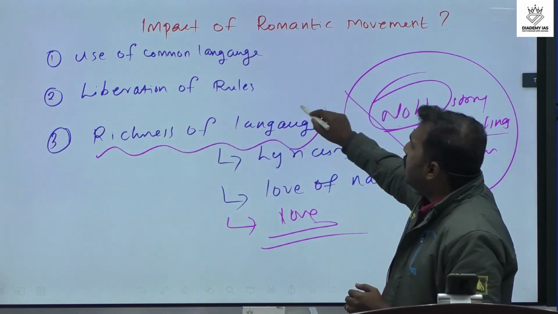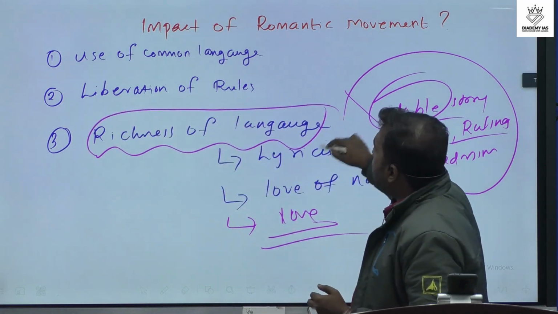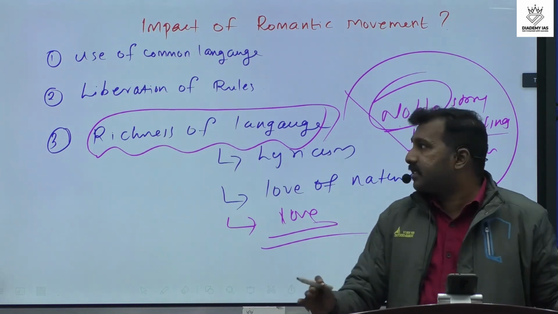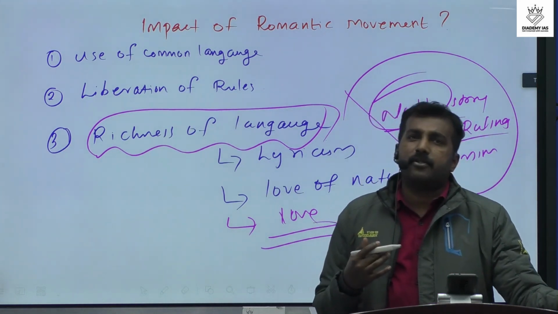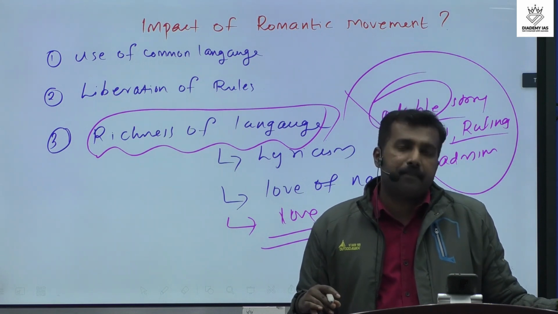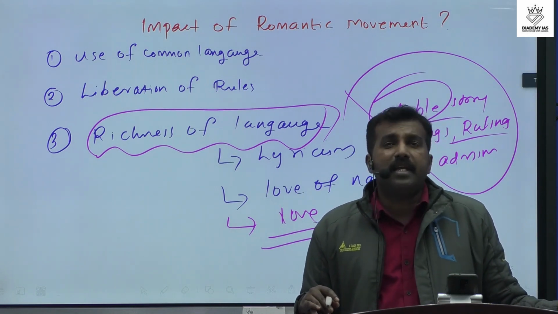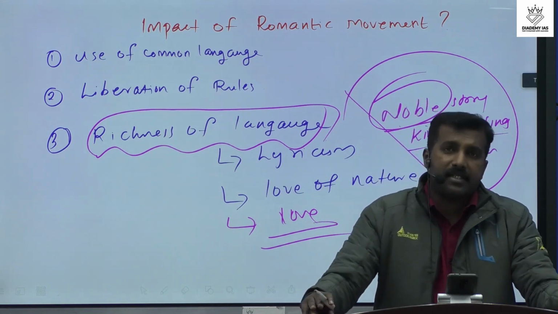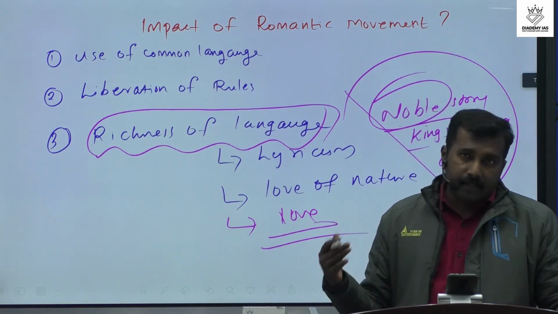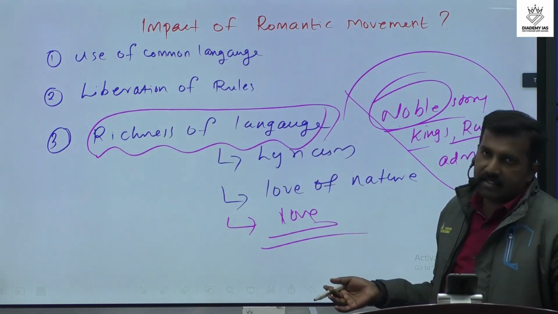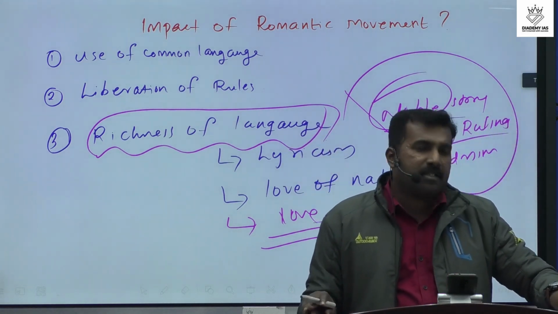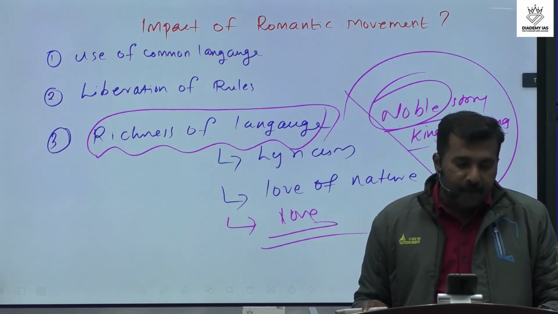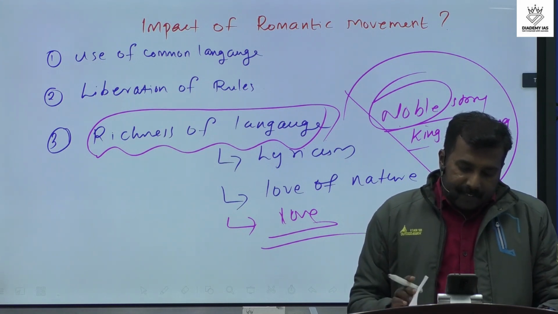We can consider this period as the period of language. That means richness of language, the different types of devices used at that time, and it was easy to read and easy to understand, and it also improved the English language in England. So these are the important impacts we have to remember relating to the Romantic Age.